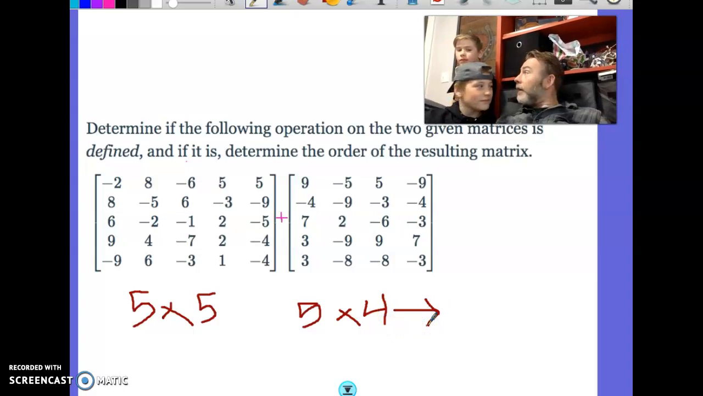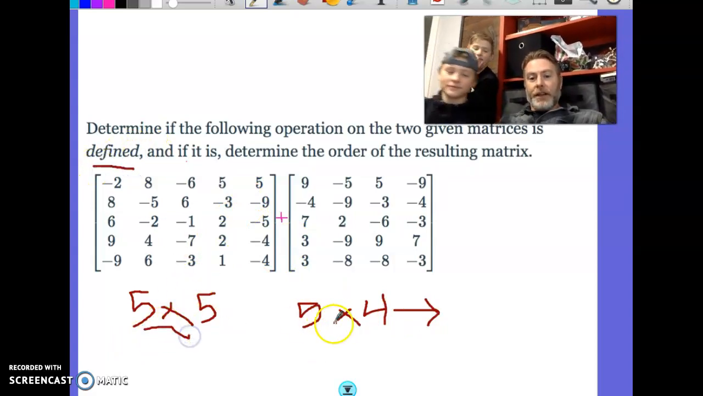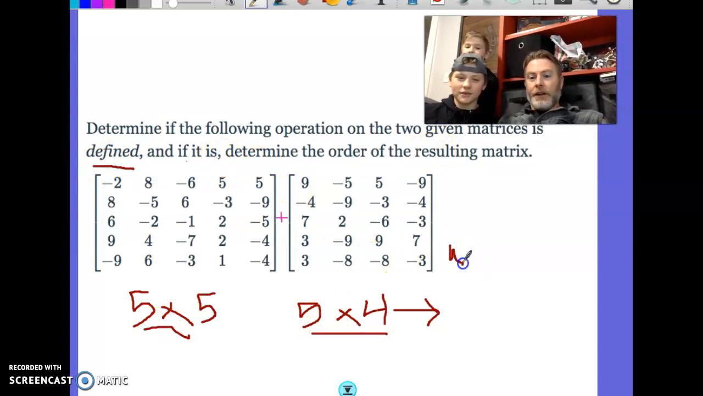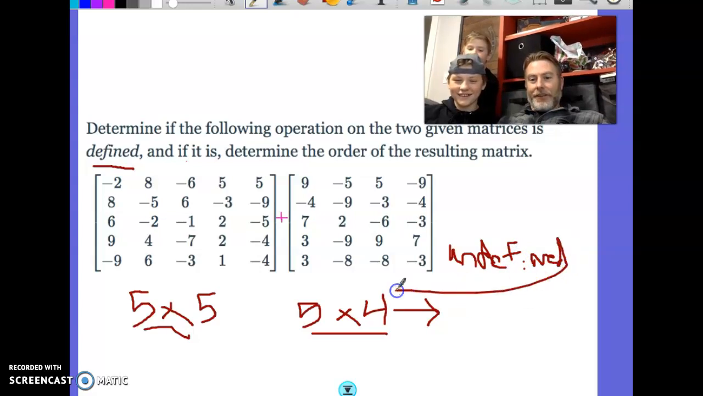Absolutely no idea. What about you, Louis? That's awesome. I'm glad that you guys got stumped here because here's the deal. It's only defined if these are the same. So if they're not the same, guess what we say? What do we say? Undefined.